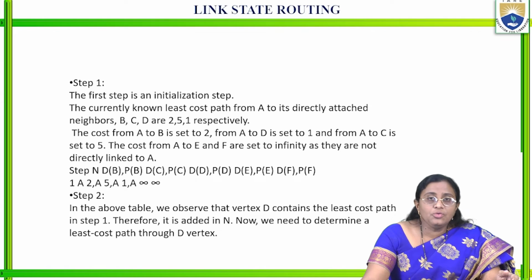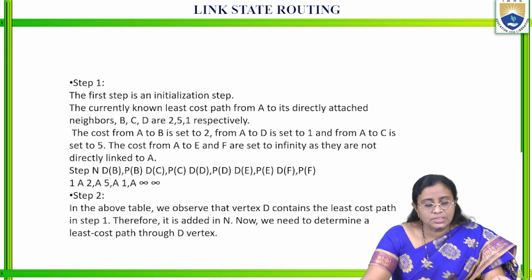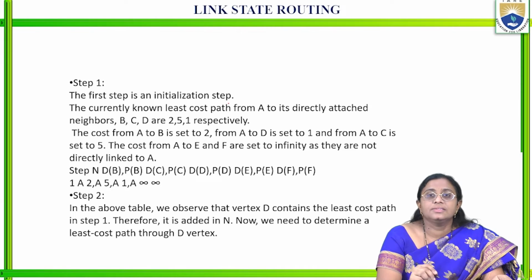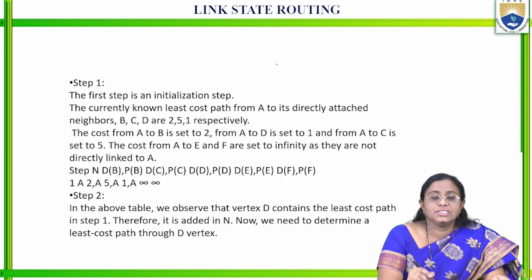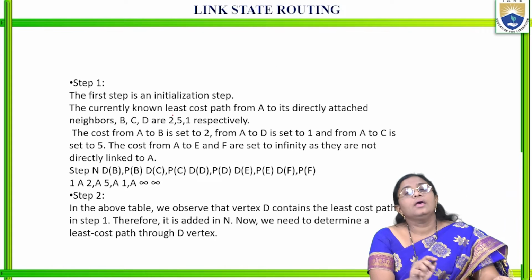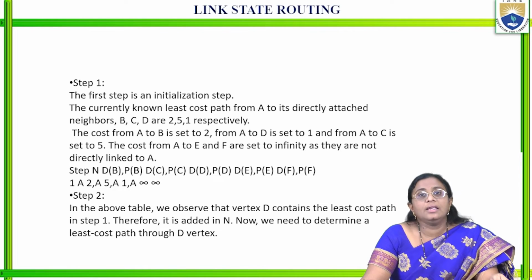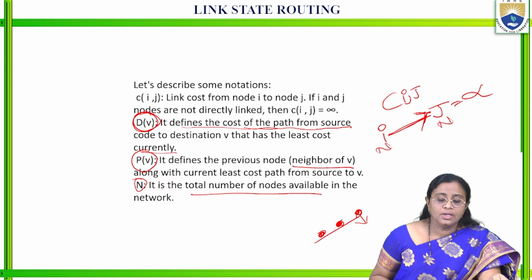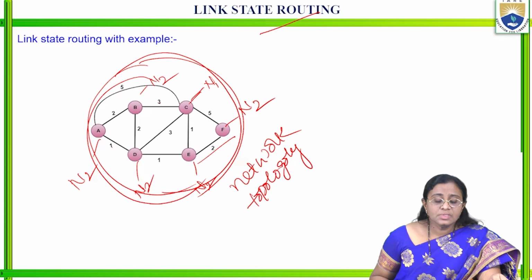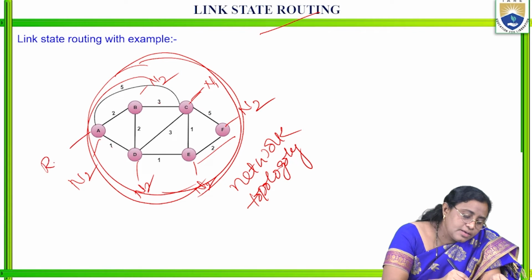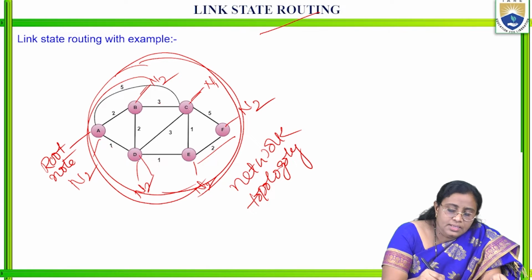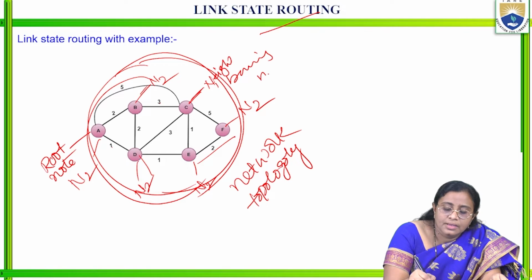According to our previous algorithm, taking it stepwise, the first step is an initialization step. The currently known least path from A to its directly attached neighbors B, C, D are 2, 5, 1 respectively. That means if you take the example, the current root node will be considered as the root node, and B, D, C are the neighboring nodes.